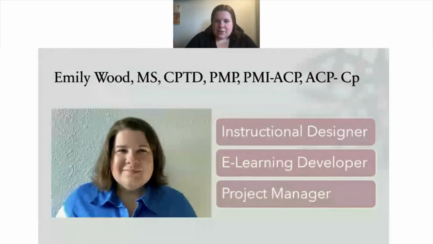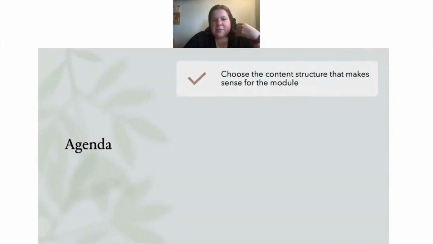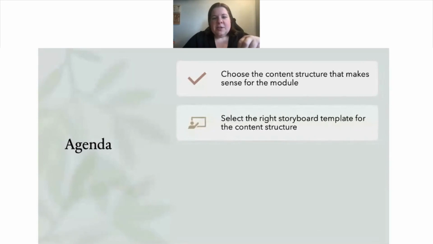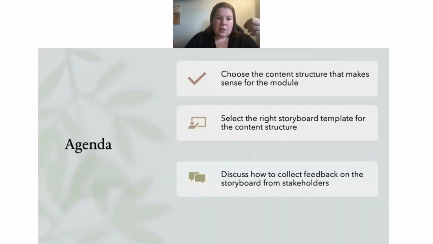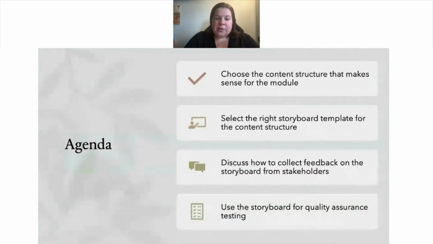So awesome. All right, so let's take a look here at what we're going to talk about today. So first off, I want to talk about content structure, and I'm going to define a little bit what that means so you understand what I'm saying by that. Then we're going to talk about how we're going to take the right storyboard template for the content structure that we're talking about, and then marry those two together. Then we're going to discuss how to collect feedback on the storyboard from stakeholders, and we are going to end up using the storyboard for quality assurance testing.